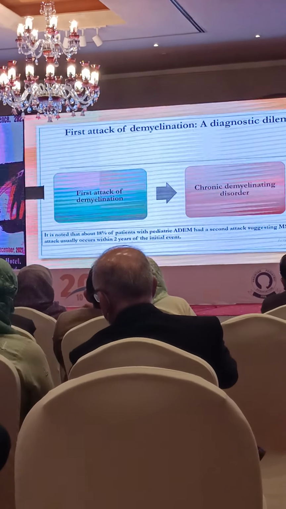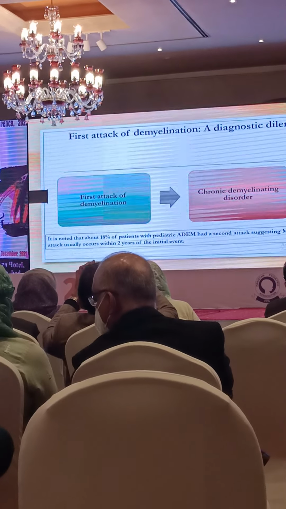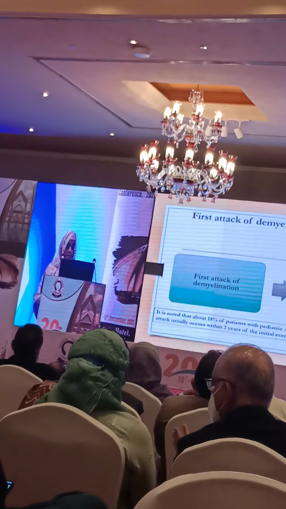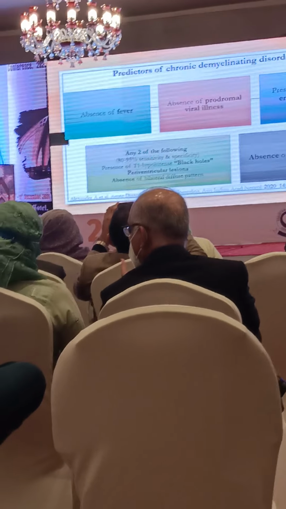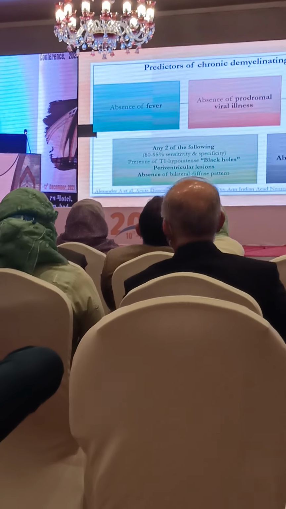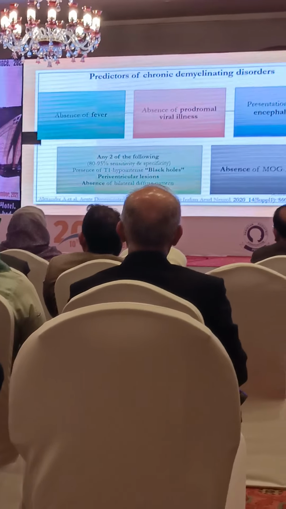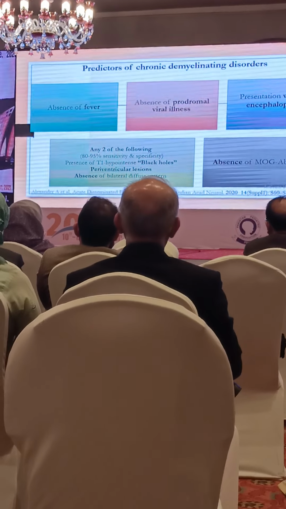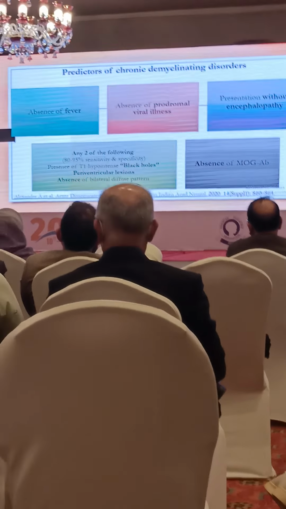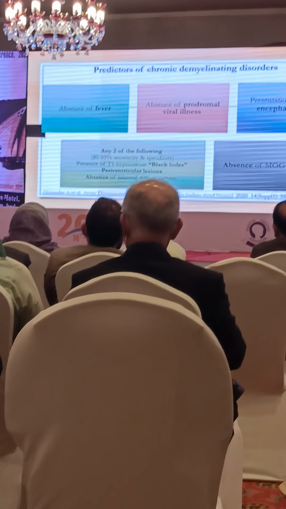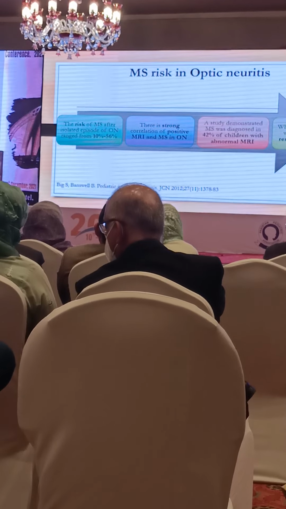This is a very important question: whenever a child presents with a first episode, what is the probability that this child will develop a chronic demyelinating disorder? Although it is not clearly defined, there are certain factors: if the initial episode is not associated with fever, prodromal illness, or encephalopathy, and there is absence of MOG antibodies, and on MRI there is either presence of black holes or bilateral periventricular lesions, then there is quite a high chance that this child will go into a chronic demyelinating disorder.